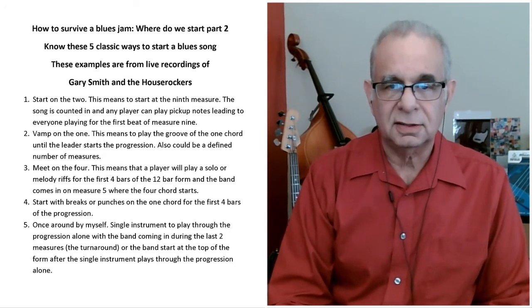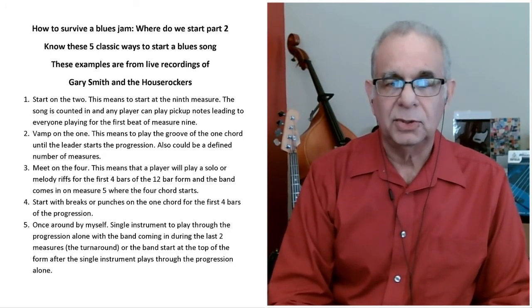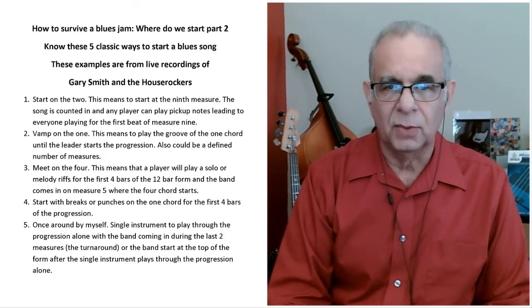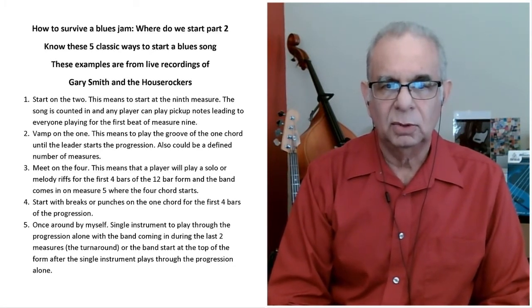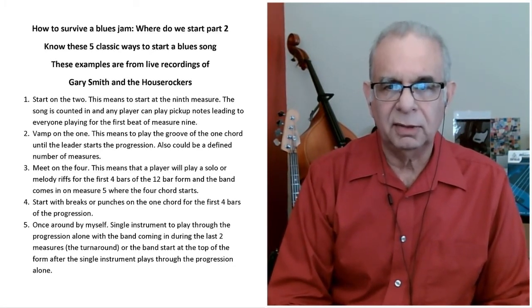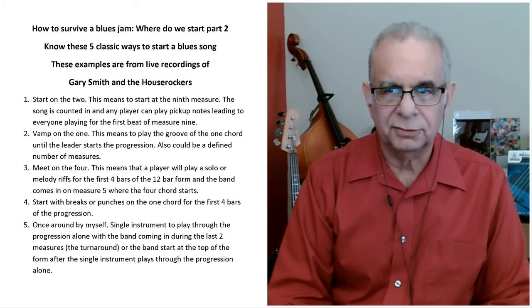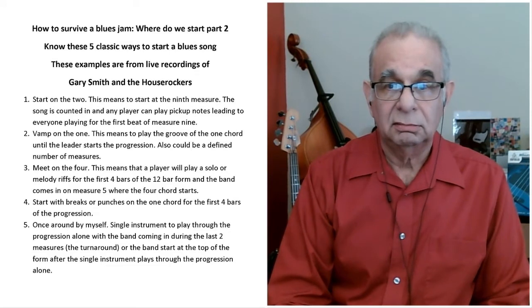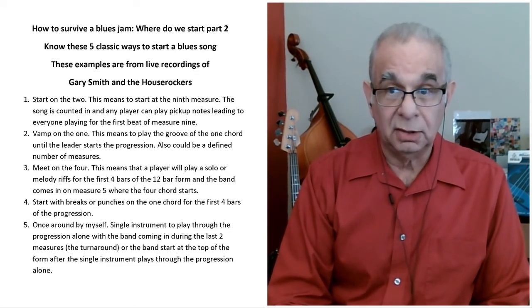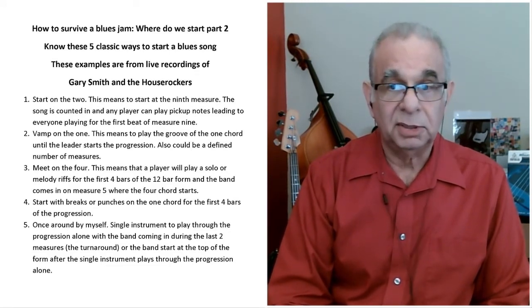The next example, we start with the breaks or punches on the 1 chord. And lastly, example number 5 is one of the players will play around the progression by themselves. That can be a guitar. The example we're going to hear is piano. It can be the harmonica.